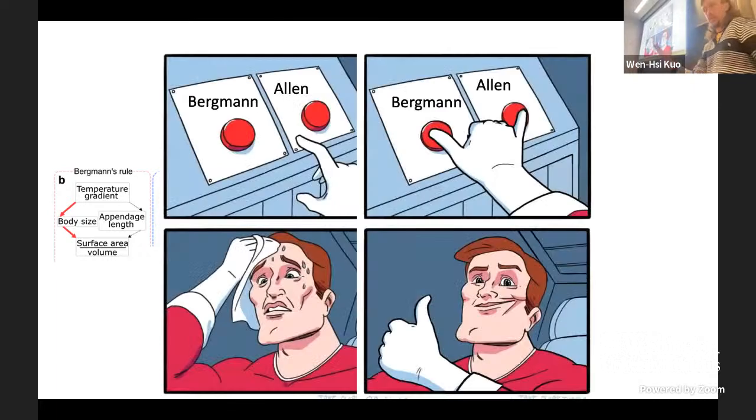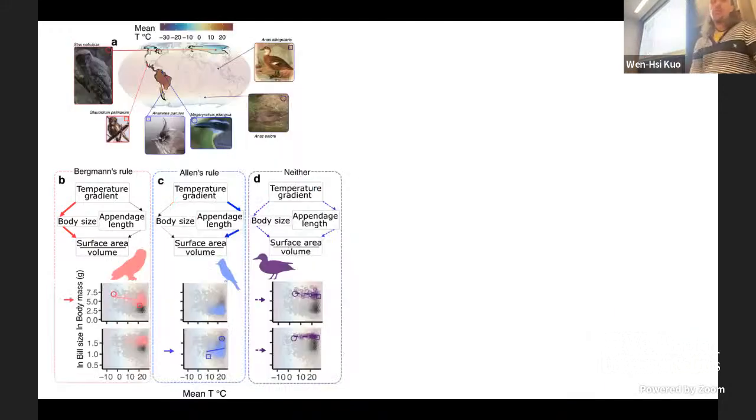So to sum up our idea here, we think that if Bergmann's and Allen's rules represent alternative modes of adaptation, an unexplored opportunity might be that animals might be adapting to both at the same time, but just weakly so.